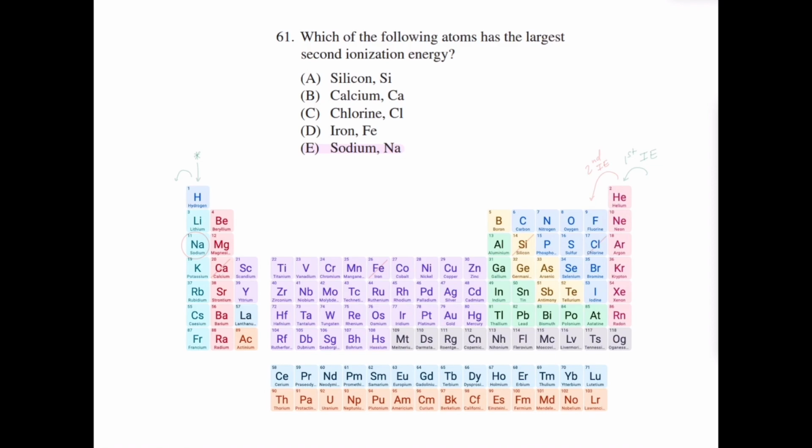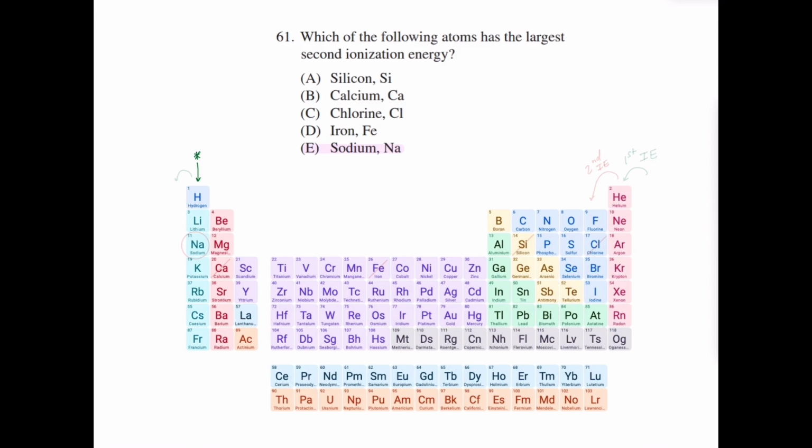This question comes from the SAT chemistry subject test and asks, which of the following atoms has the largest second ionization energy? So if we think about what ionization energy means, it's the amount of energy it takes to remove an electron from an atom. So having the largest second ionization energy probably means we're looking for an element in the first column of the periodic table. And why is this?